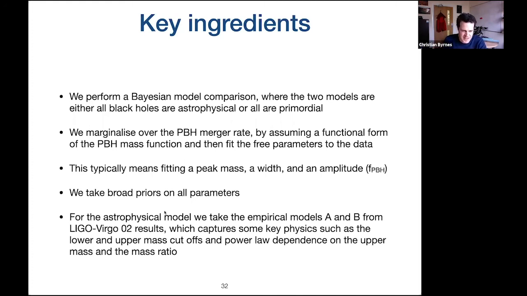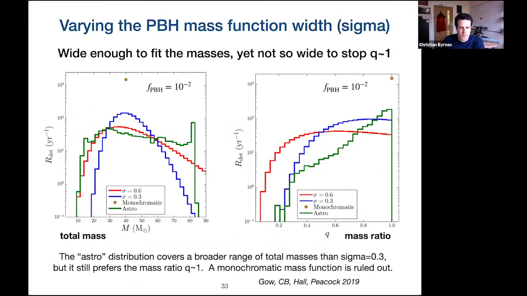We take broad priors. We also compare with an astrophysical model from the LIGO-Virgo papers, which are really just parameterizations of the merger rate, with some input from astrophysics, but not very much. It's more a parameterization. And we asked then, well, how well does the data fit, say, purely primordial origin versus a purely astrophysical origin? So one of the key parameters is the width of the primordial mass function. The wider the primordial mass function is, the wider the range of masses you will see with LIGO-Virgo. Okay, if it's close to monochromatic, then you'll basically always keep seeing the same mass.